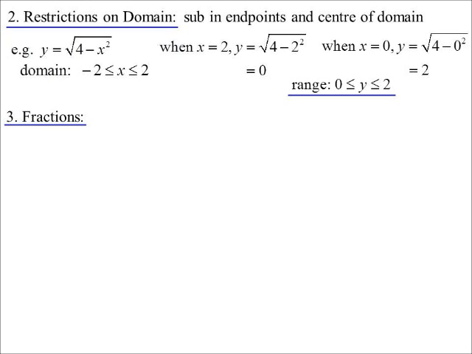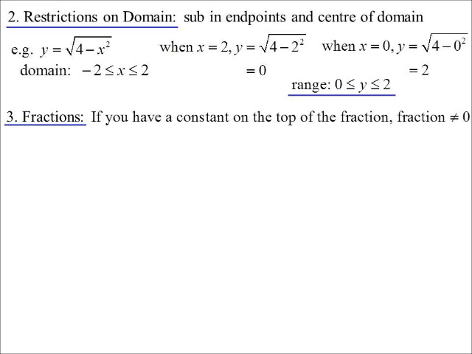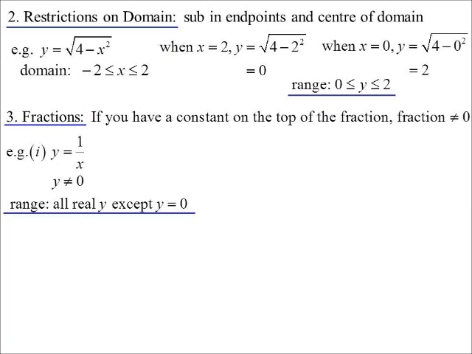Fractions. Okay. This time it concerns the top of the fraction. If you've got a constant on the top of the fraction, then that fraction can never equal 0, because you can't divide a number by something and get the answer 0. Impossible. Back to our basic hyperbola, which we're pretending we don't know what it is. So I've got 1 on x. I know that fraction can never equal 0, so y can never equal 0. So my range: all real y, except y equals 0.